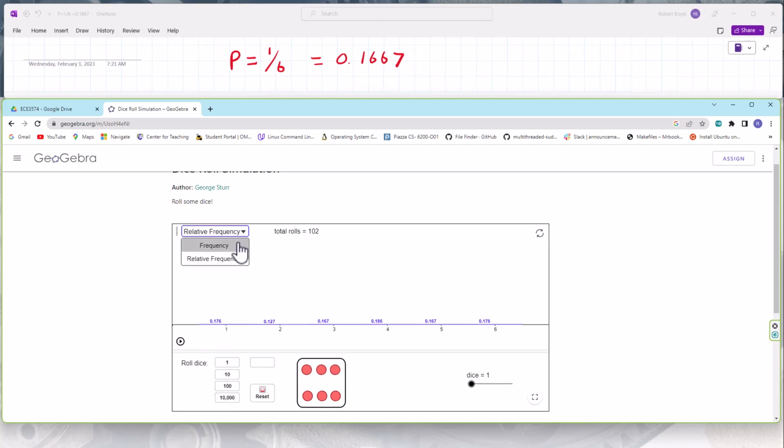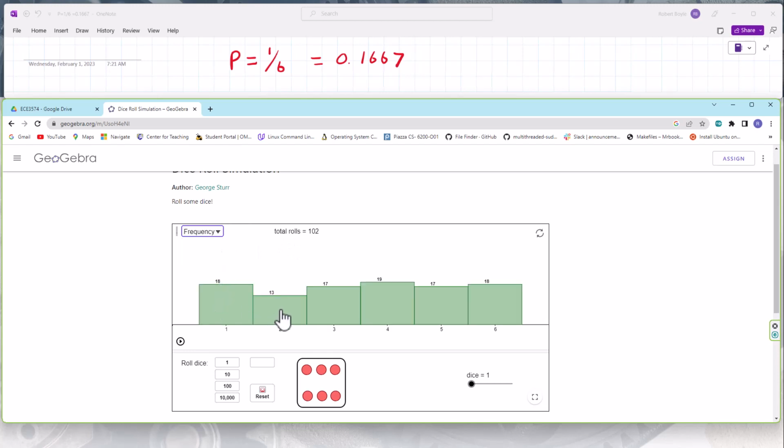Now I have 102 total rolls. I had 18 1s, 13 2s, 17 3s, 19 4s, 17 5s, and 18 6s. And their relative frequencies, the estimates of their probabilities, are getting relatively close to what the actual probability is to 4 decimal places. And that's just after 100 rolls.